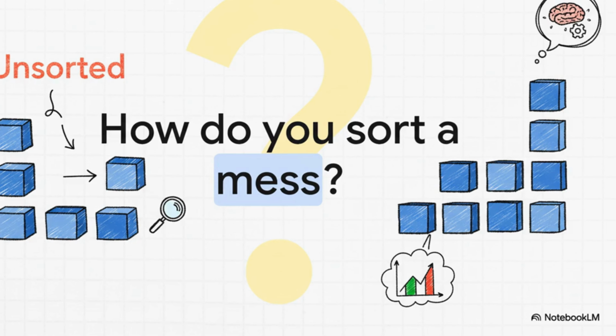I mean, think about it. If someone handed you a stack of cards with numbers on them, all mixed up, how would you sort them? You'd probably scan through, find the very smallest number, pull it out, and put it on the left, right? Then you'd look at the rest of the pile, find the next smallest, and place it right next to the first one. And guess what?